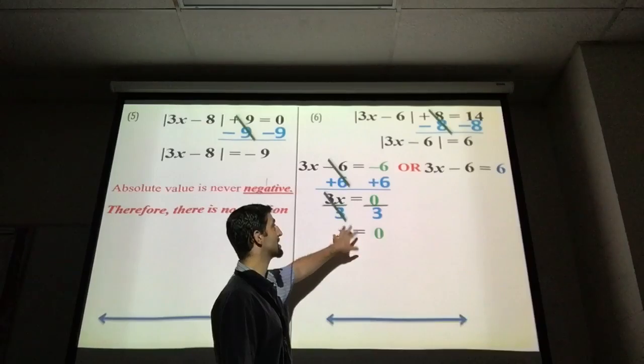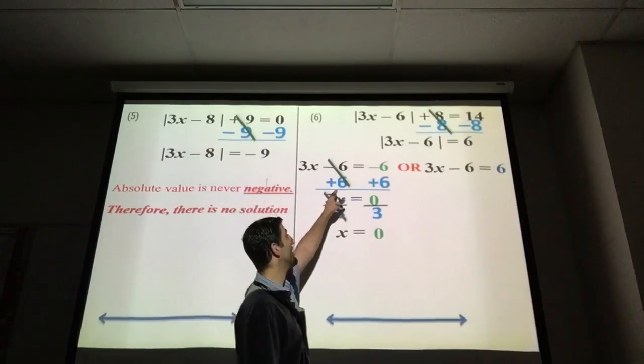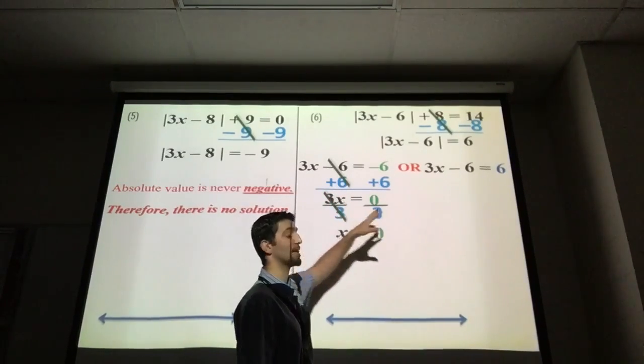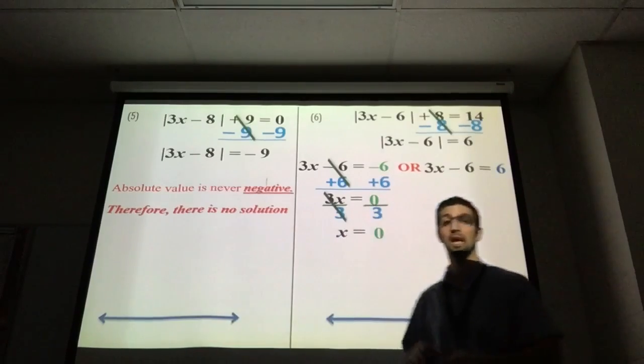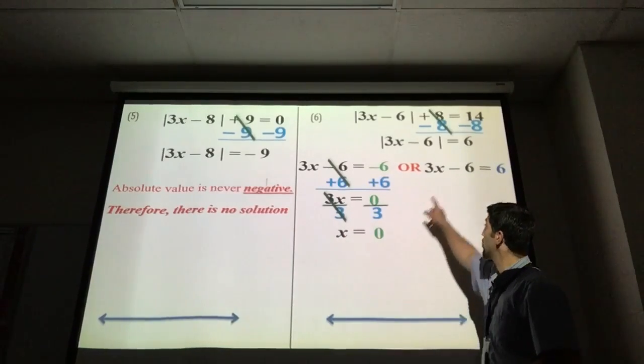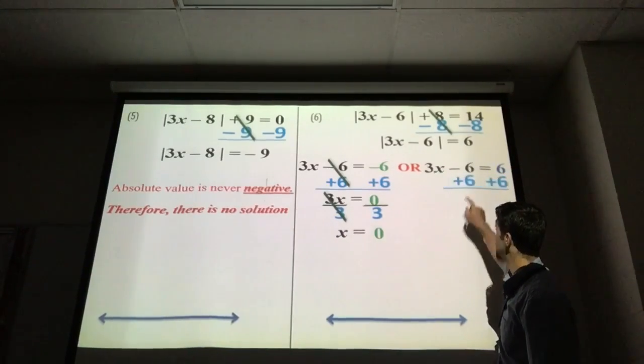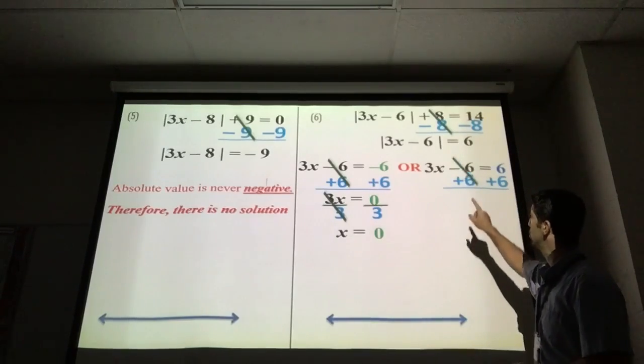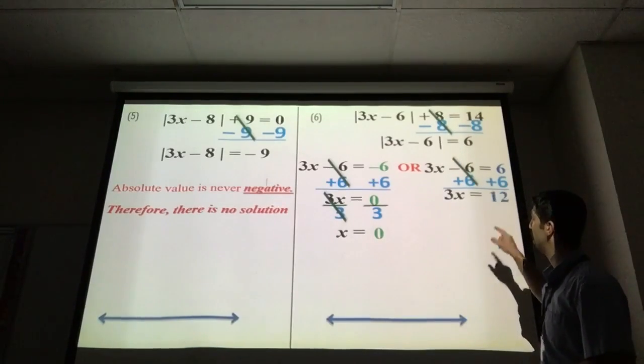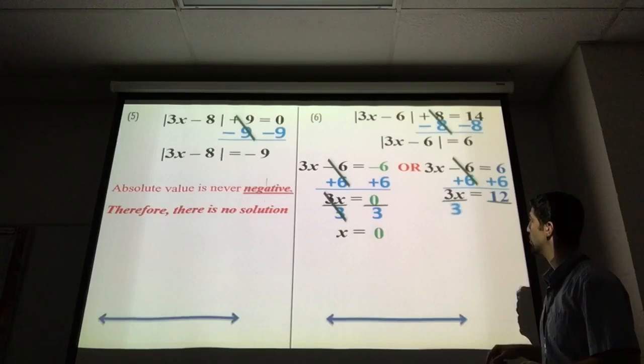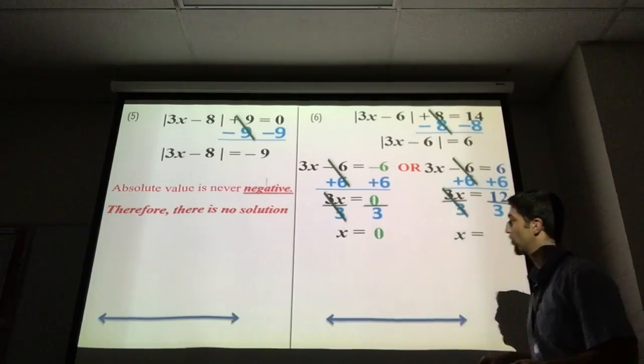Now those are the two steps. You have to add 6 and divide by 3. Those are always going to be the same steps that you do on the second one. So we're going to add 6 to both sides. The 6's cancel. 3x equals 12. Divide by 3 on both sides, and then you wind up getting x equals 4.